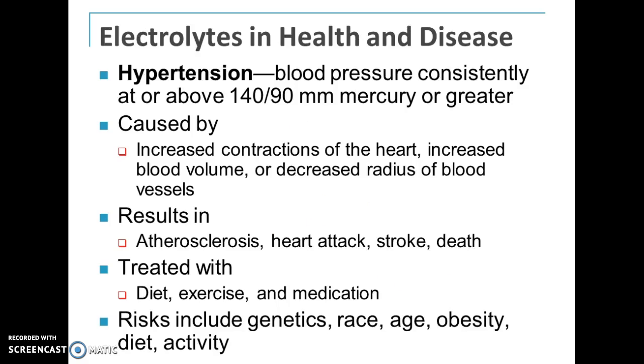When we look at electrolytes in health and disease, hypertension means high blood pressure, which is blood pressure consistently at or above 140/90 millimeters of mercury or greater. It's caused by increased contractions of the heart, increased blood volume, or decreased radius of blood vessels. It can result in atherosclerosis, heart attack, stroke, and death, which is why we call it a silent killer. And it's treated with diet, exercise, and medication. Risk factors for hypertension include genetics, race, age, obesity, diet, and activity.